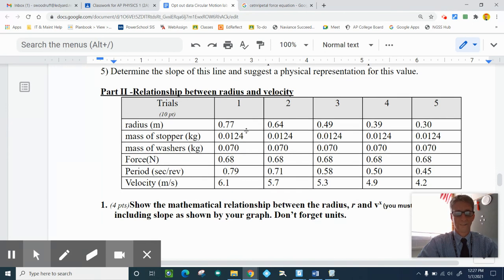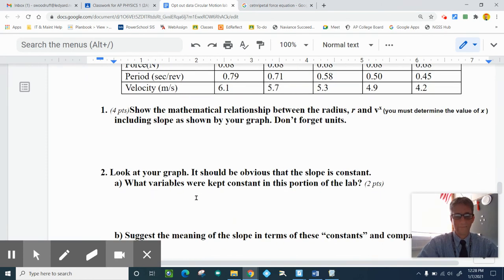But again, notice, what do we keep the same? The mass of the stopper. And in this case, we kept the mass of washers, which is the force constant. So 0.0124, I don't know, times 0.68, maybe 0.68 divided by 0.0124. I don't know. Some combination of those is my slope. And that's what I'm looking for in those same two questions.